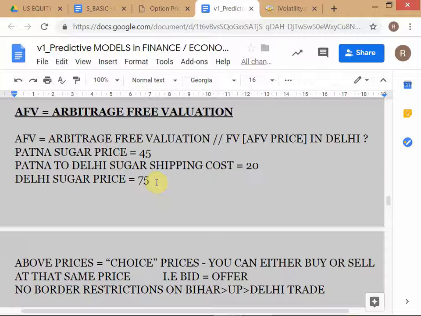One of the options you have is that you can buy or sell Delhi sugar directly. Yes or no? Yes, sir. You have the option.